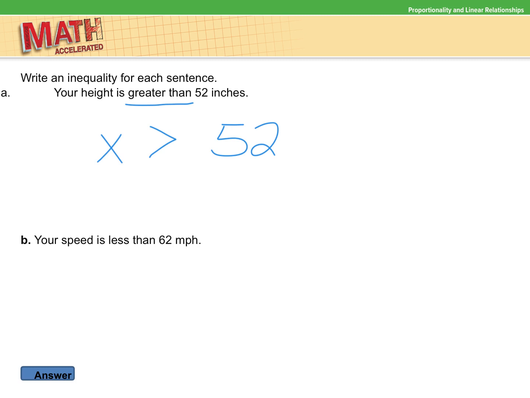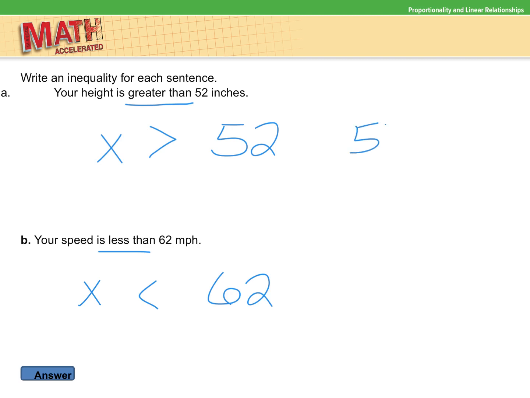Review on B. Your speed is less than 62. So we're relating speed and 62. What's a key word? Less than. So I need what symbol? Less than. Good.